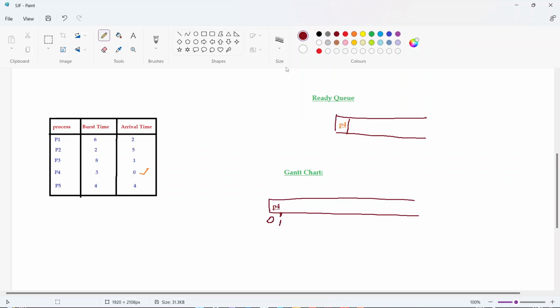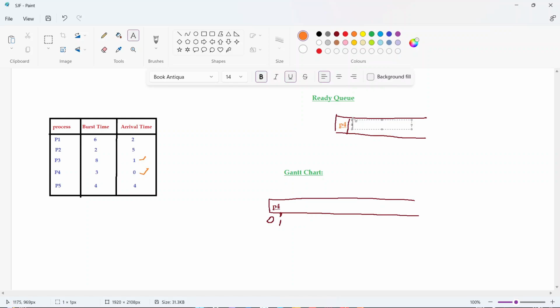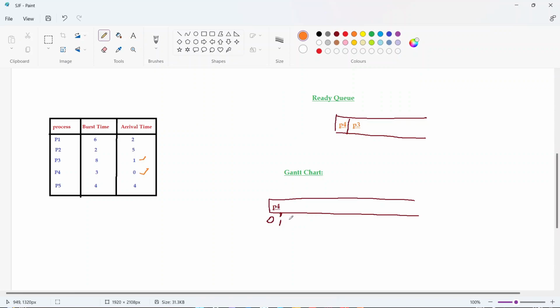At 1 second, if you observe here, we got a new process. What is that process? P3. Now P3 should be added to the ready queue, right? Now let us add P3 to the ready queue. Okay, and then we need to continue with our process P4 only. 2 seconds.